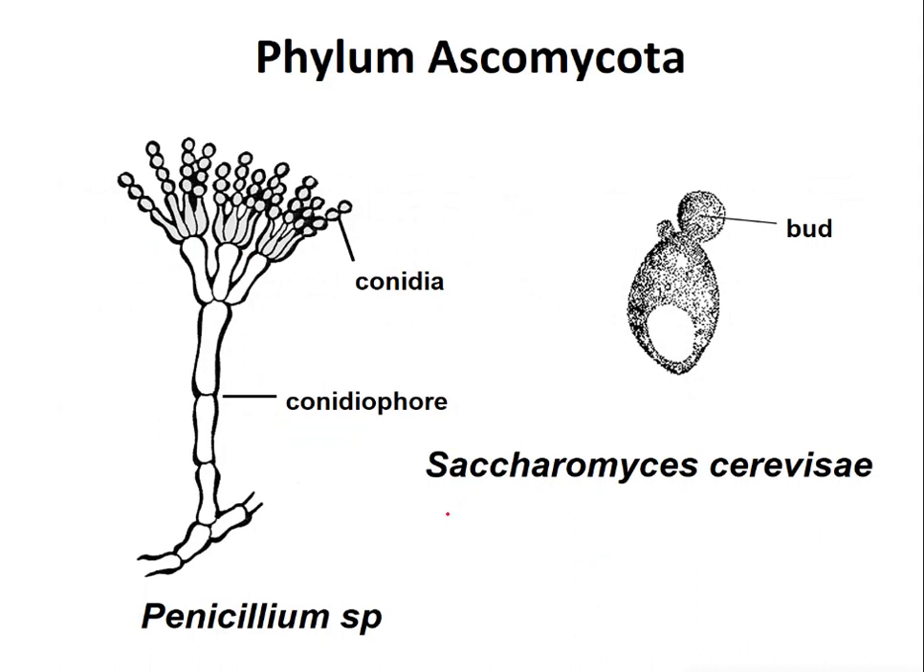Okay, so you can see here, these are the conidia found at the tips of specialized hyphae known as conidiophores, right? So another example, besides Neurospora crassa, for the phylum Ascomycota is Penicillium species, which is very important in making antibiotics, and also Saccharomyces cerevisiae, or yeast, the yeast used to make bread.